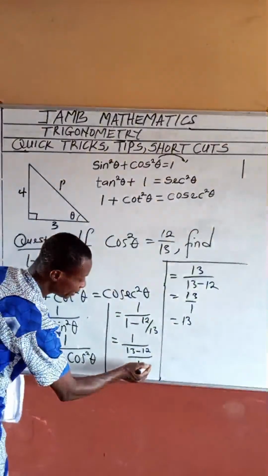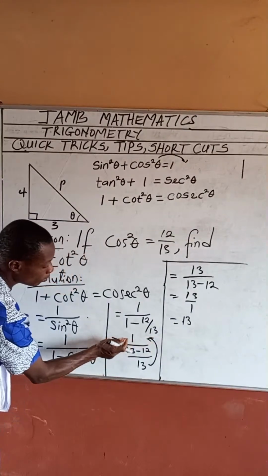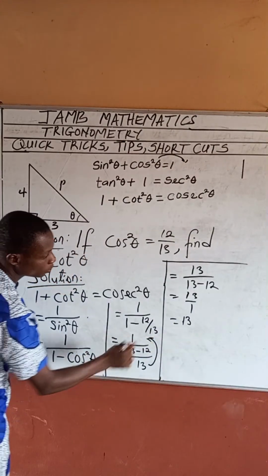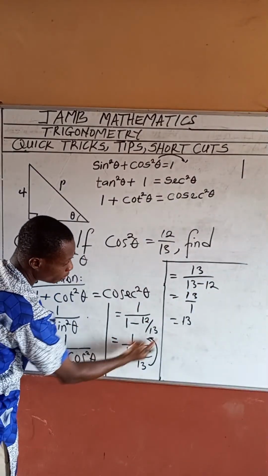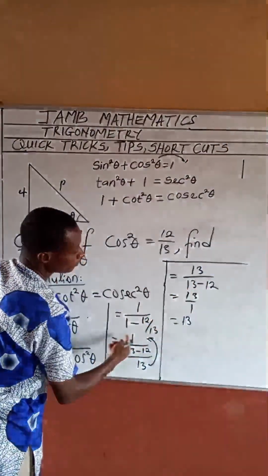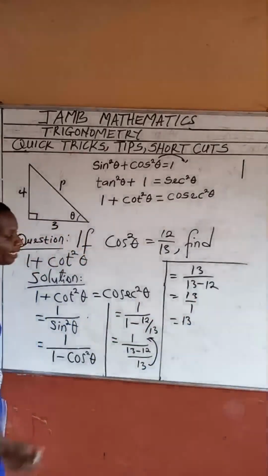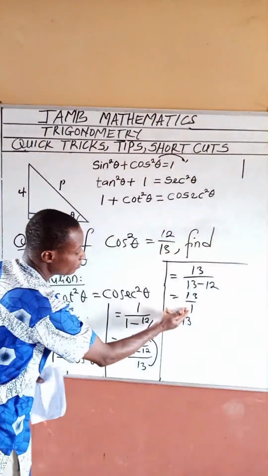Then minus this 12 divided by the 13 here. Normally, this 13 will come up and multiply this 1, and that gives us 13 here, divided by this 13 minus 12, which is what we have here. So that gives us 13 divided by 1. 13 divided by 1 is 13.